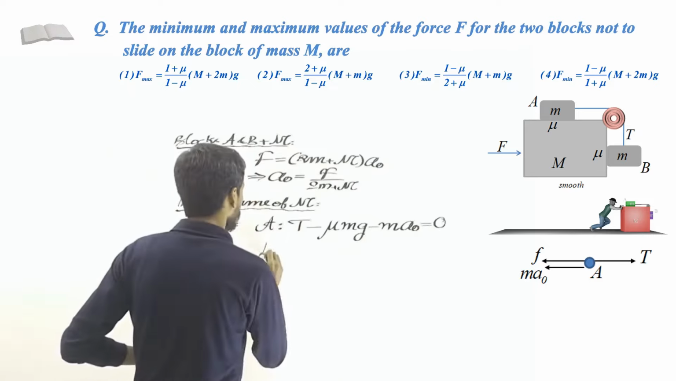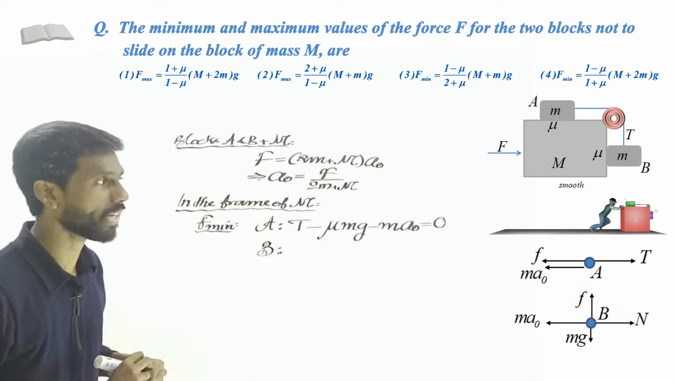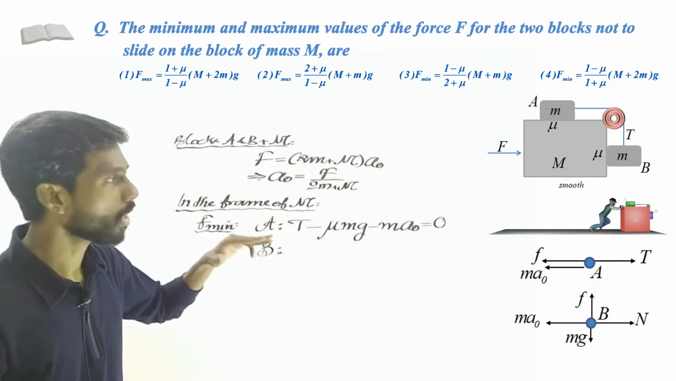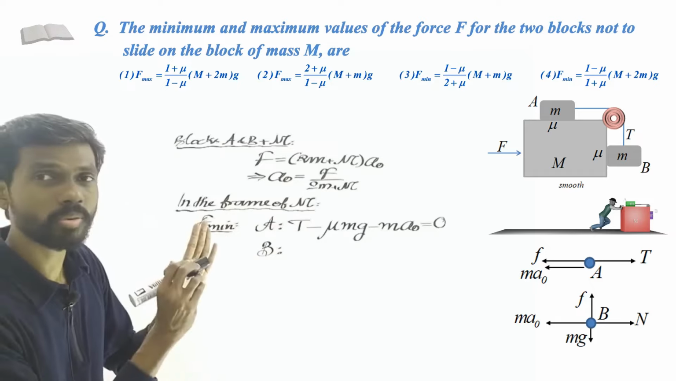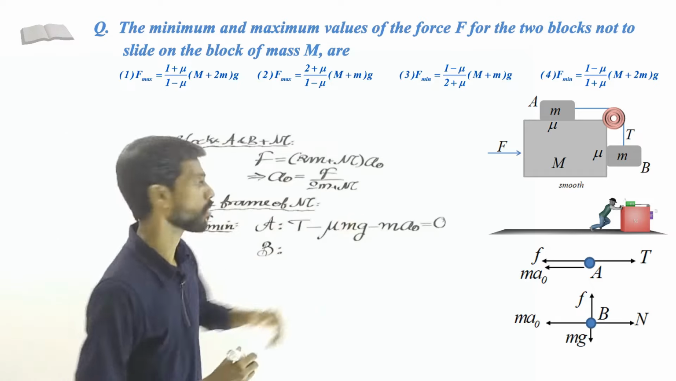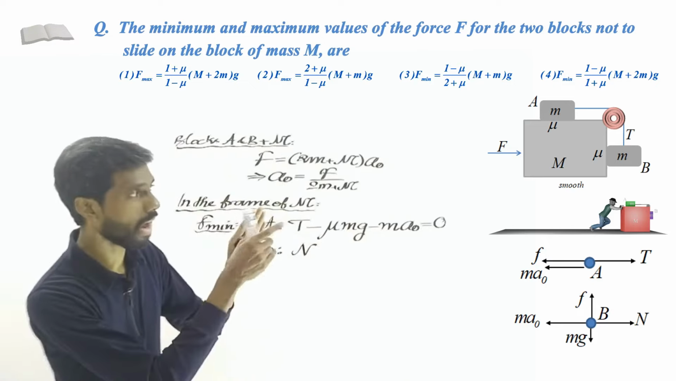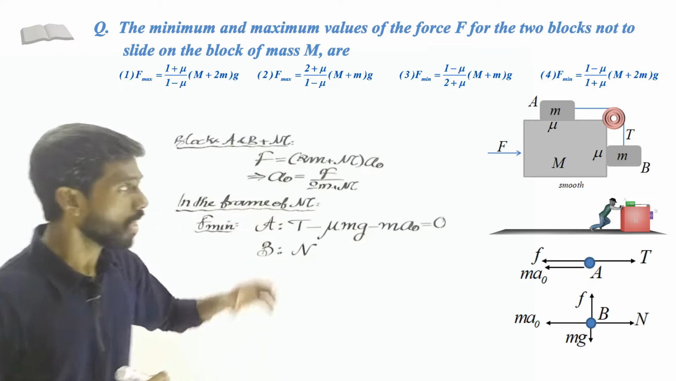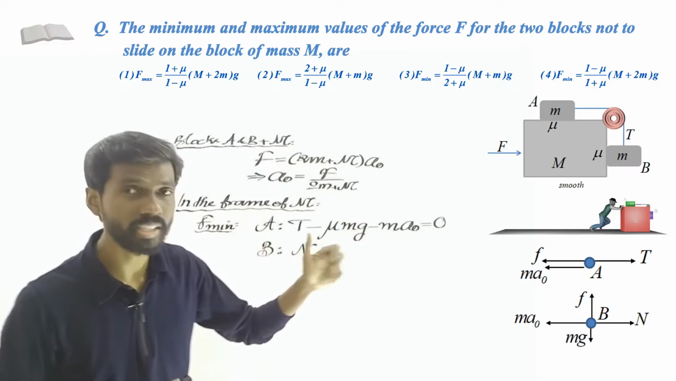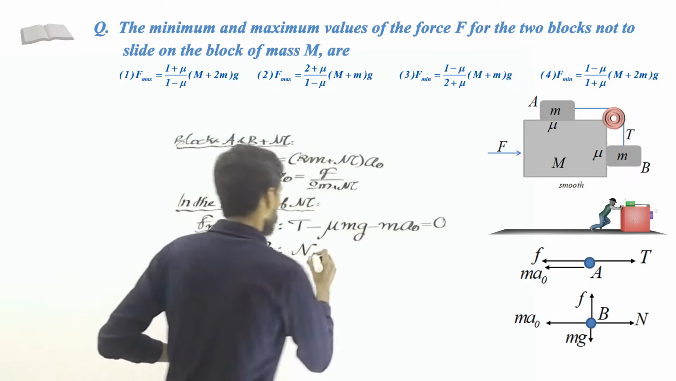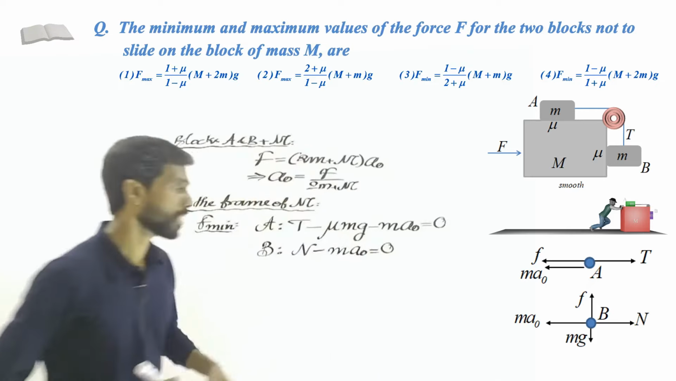Now similarly for block B, what are the forces acting on it? Let us first find them in the horizontal direction. The only force is the normal force, between the bigger block and block B. Now we have to consider the pseudo force also, because the observer is moving in this direction, so the pseudo force will be in the opposite direction. So N minus M, same M only, A0, equals 0. That will give you the normal force.